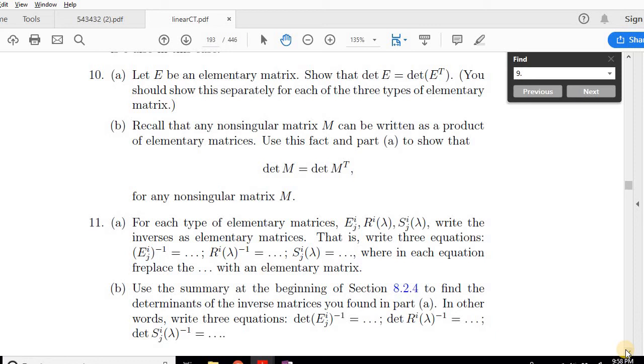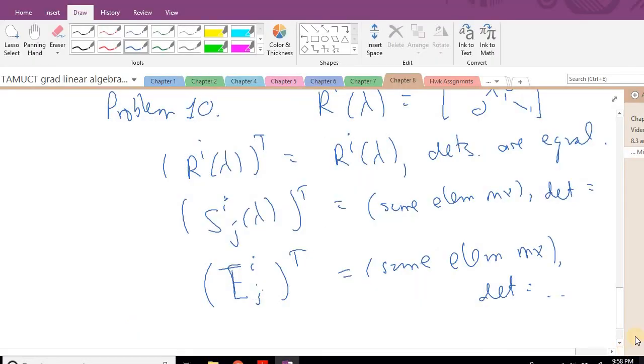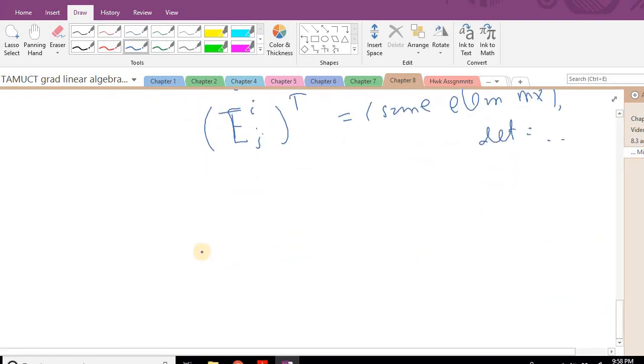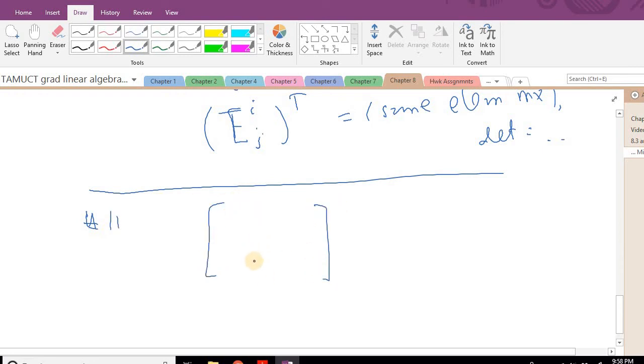Well, if you flip two rows, so this is number 11. Suppose I have a 4 by 4 matrix A and I flip row 2 and 3. How do I invert that row operation? How do I get back, if I flip row 2 and 3, how do I get back to A?